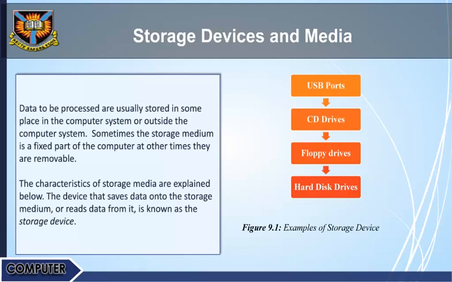Storage devices and media. Data to be processed are usually stored in some place in the computer system or outside the computer system. Sometimes, the storage medium is a fixed part of the computer. At other times, they are removable. The characteristics of storage media are explained below.